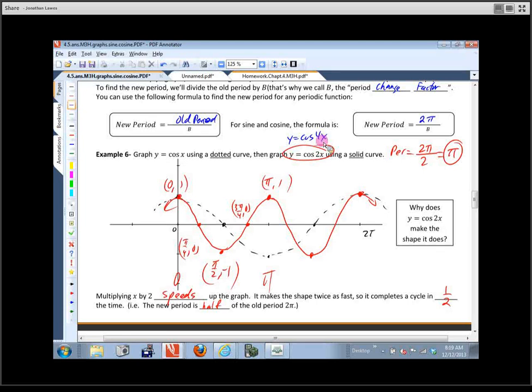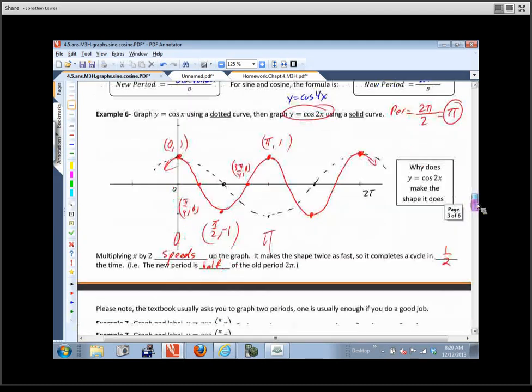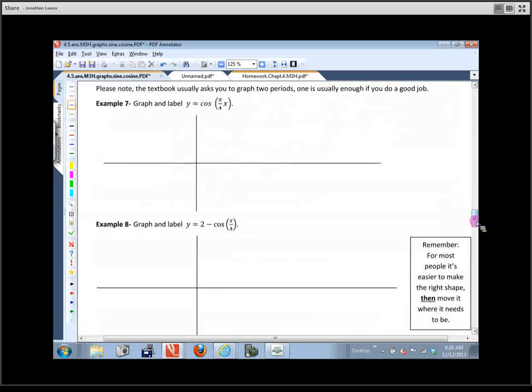Do you see why there's kind of this reciprocal relationship, why we have to divide by the period change factor rather than multiply? It's a little bit counterintuitive, but if you look at it this way, we're making it go faster. So we're making this bounce up and down or oscillate back and forth a lot quicker. Any questions there? Okay, go ahead and flip the page over and let's take a look at something like this.